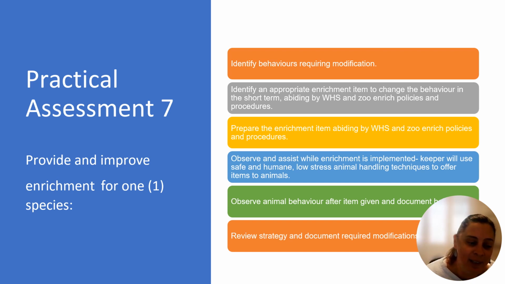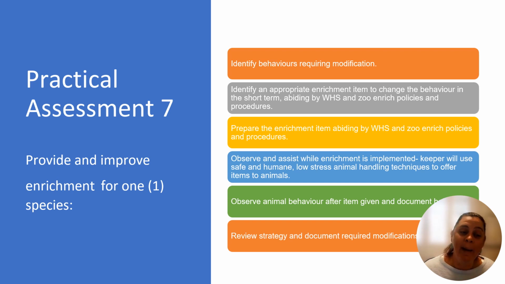Okay, practical assessment 7. This is a lot of people's favourite, so I hope you think so too. With this one, it's all about enrichment. This one just covers the enrichment unit, and what you're going to do, you're going to be given a species that's been booked in for your group. You are going to think about what's suitable for that animal.